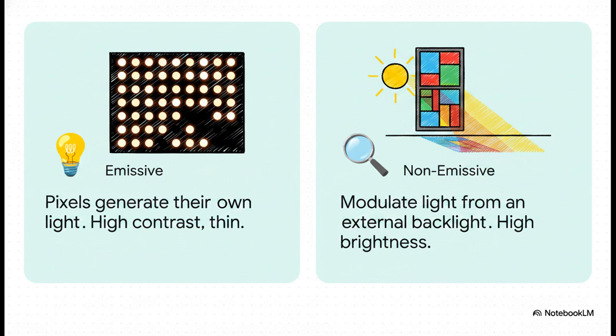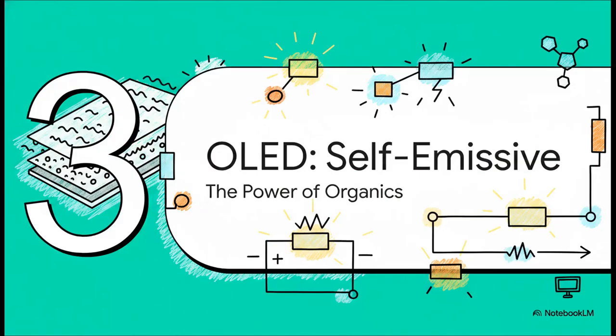Now, emissive displays on the left, totally different story. Think of them like millions of tiny, independent glow-in-the-dark stickers, but controlled by electricity. Every single pixel generates its very own light. Because they skip the bulky backlight entirely, they can be ultra-thin. Plus, they offer unbelievable contrast, because to show the color black, the pixel literally just turns itself completely off. Which brings us to Section 3, OLED self-emissive pixels, the power of organics.